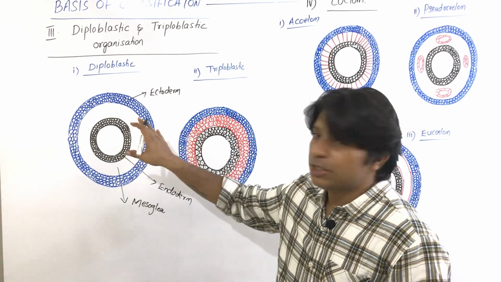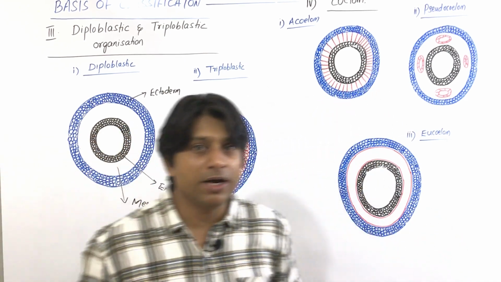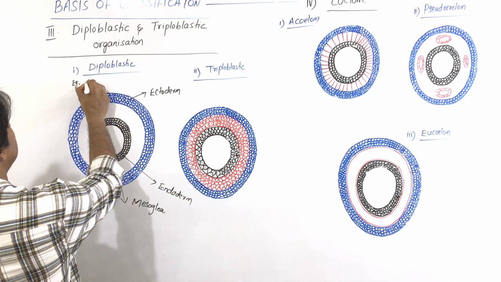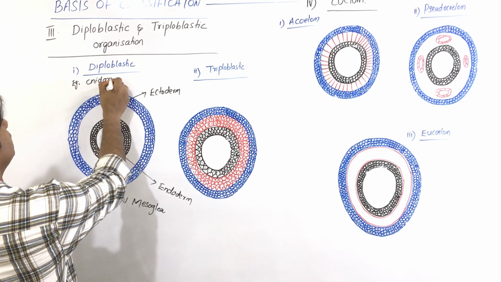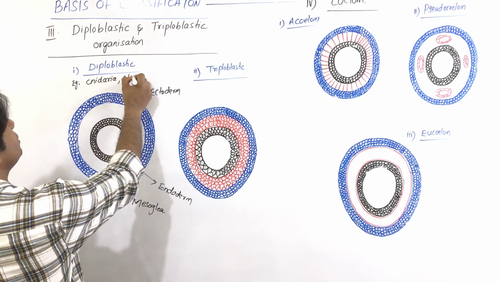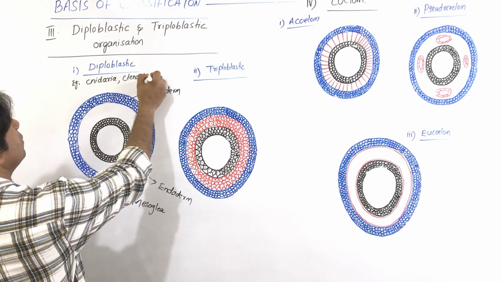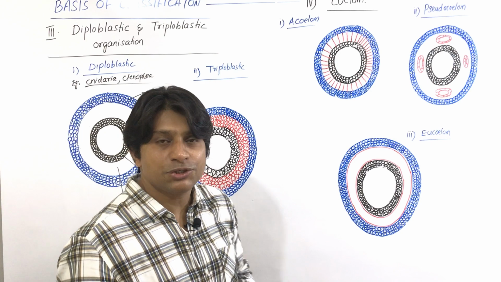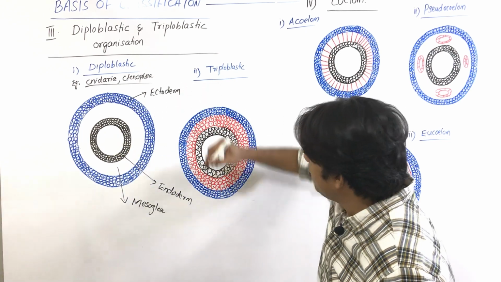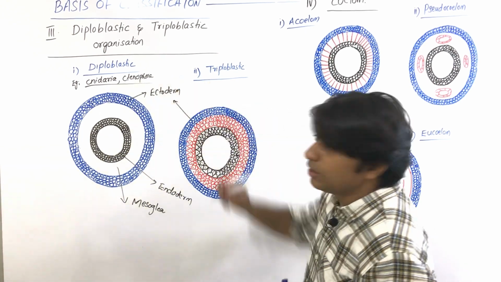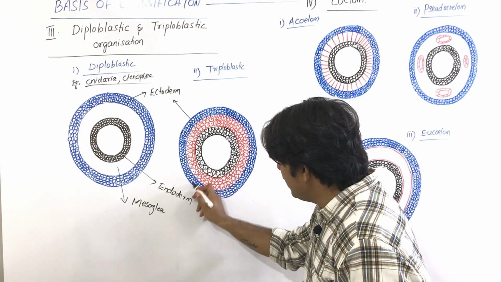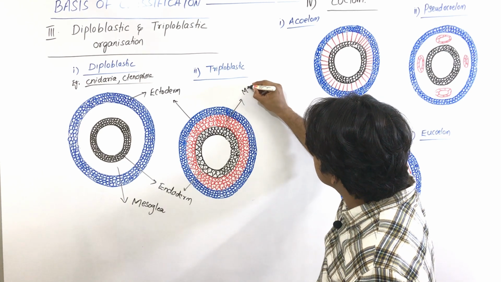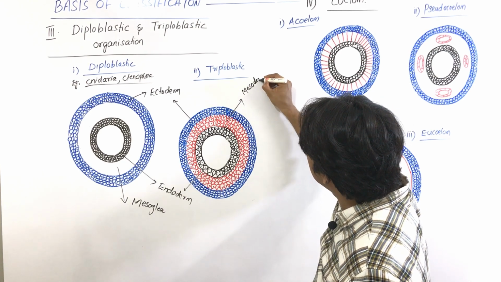So this is a diploblastic body organization, one of the important characters for classification, and this is found in your phylum Cnidaria. Phylum Cnidaria and ctenophores are with two layers. Next, another interesting thing is triploblastic, where between the outer ectoderm and inner endoderm, the third layer called mesoderm is developed.